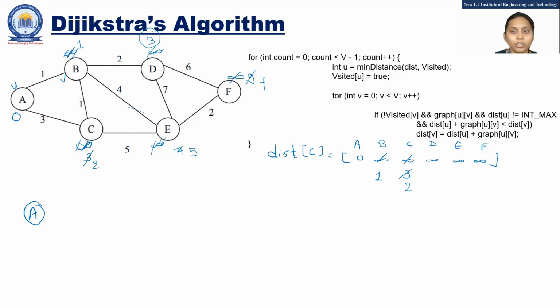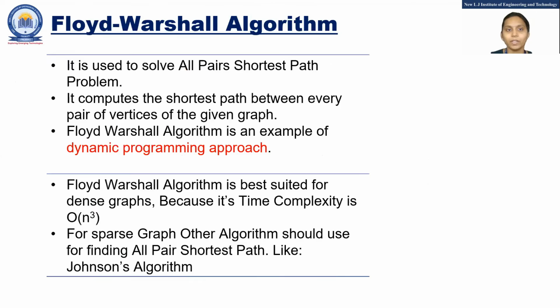Okay. Is this fine? So at the end of all the steps, you have reached the values where you have distance B 3, E 5 and F 7. Okay. It is an iteration step. You just have to check whether all the nodes have the smaller value or not. Fine. Now, what is the Floyd-Warshall algorithm?